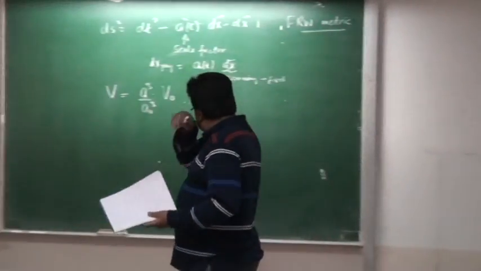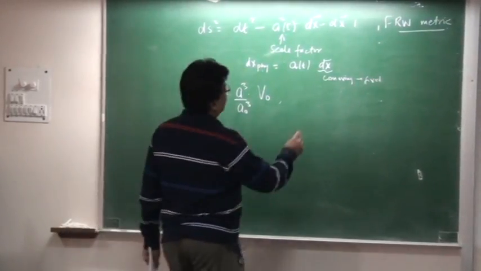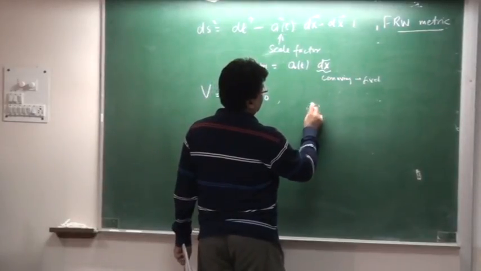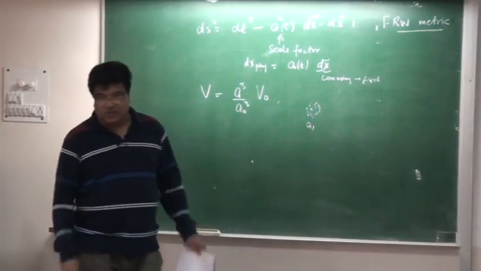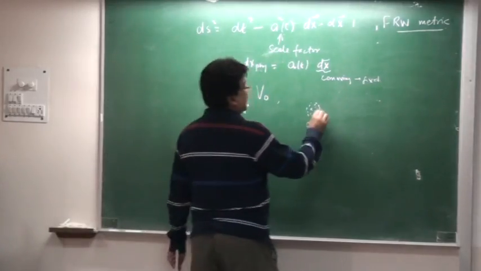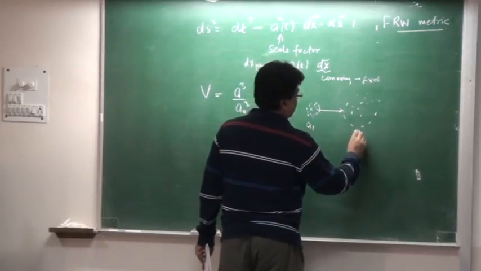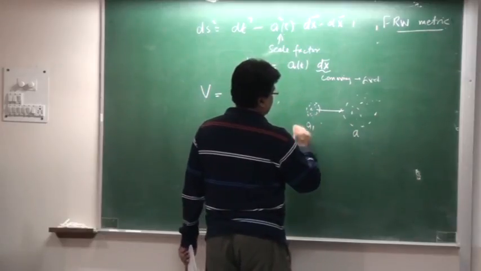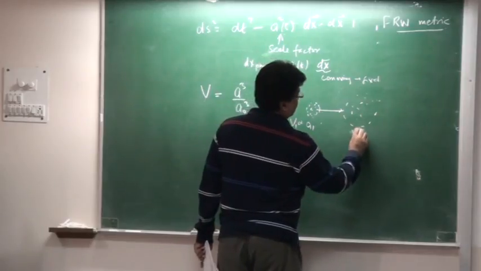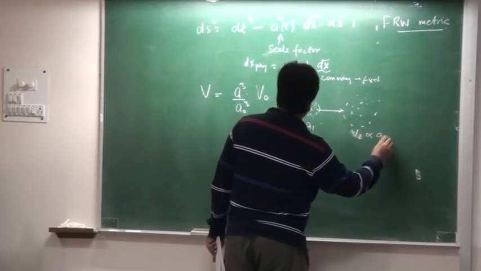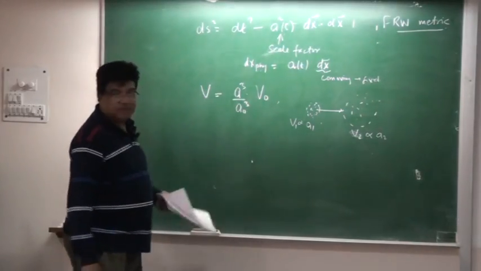No, V is some simple volumes. Say you take a distribution of gas at some point A1. So there is a distribution of gas. If nothing else happens, this gas will expand. So V1 will be proportional to A1, and V2 should be proportional to A2. Is this the correct relation? Yeah. Right?